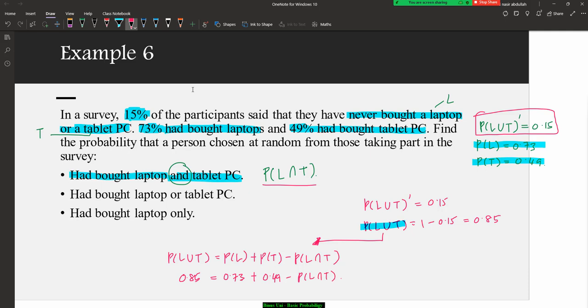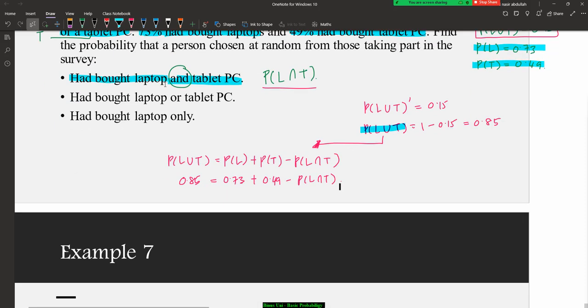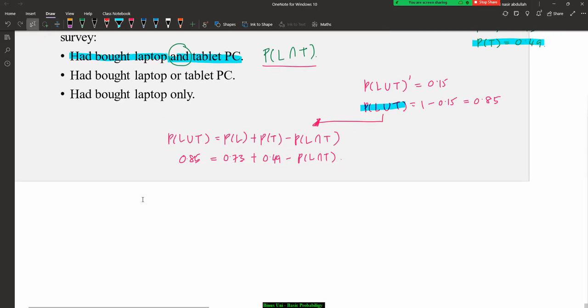When you do a manipulation, it becomes negative P(L intersect T) equal to 0.85 minus 0.73 minus 0.49. You can see I pick up these two values, put them on the right-hand side, and leave negative P(L intersect T). So this should be equal to negative 0.37. So negative probability of L intersect T, so probability of L intersect T should be equal to 0.37, right? We already solved for this one. Can you understand? You just need to do some algebra manipulation.